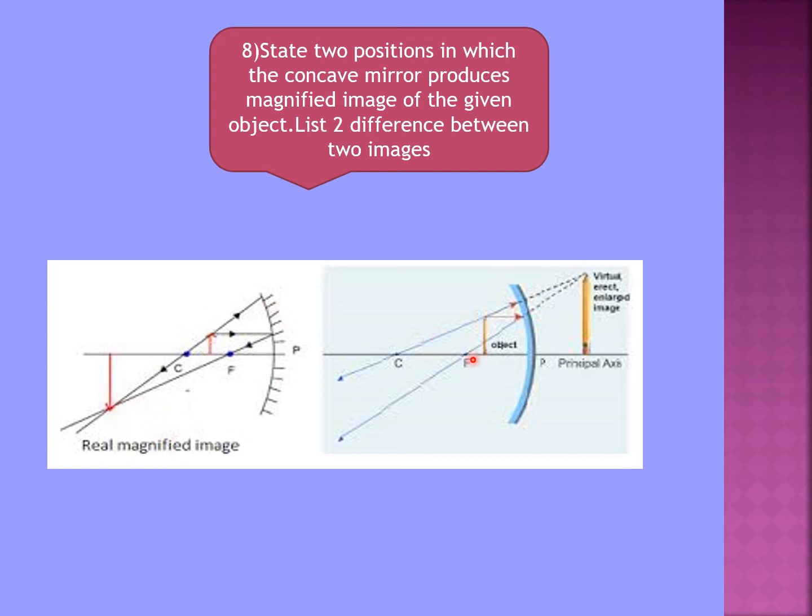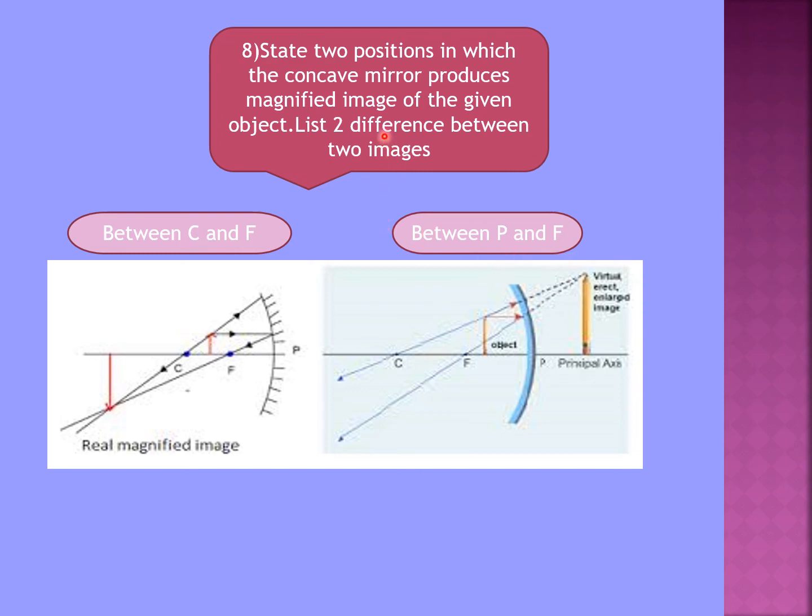The other case was when you're keeping or bringing the object between pole and focus. In this case, again, if we apply everything, we get an image which is magnified. So these are the two positions. They have told us to state the two positions. What are the two positions? When the object is between C and F, or when the object is between pole and focus, we get a magnified image in both cases.